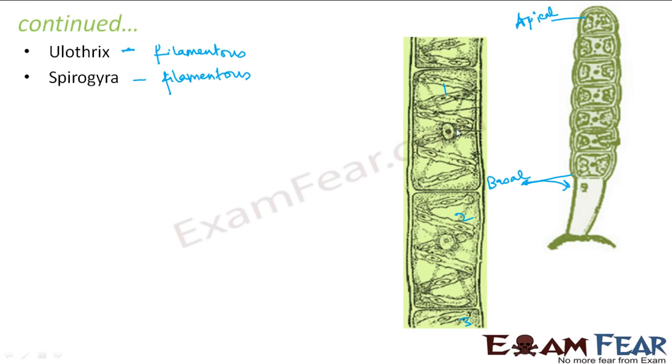If you look at the cell wall, the cell wall has two layers. One is the outer layer and the other one is the inner layer. This outer layer is made up of pectin and the inner layer is made up of cellulose. Chloroplasts are present embedded in the cytoplasm. They are ribbon-like. Here you can see thin thread-like or ribbon-like structures which give a spiral appearance to each filament, because they are spirally arranged.